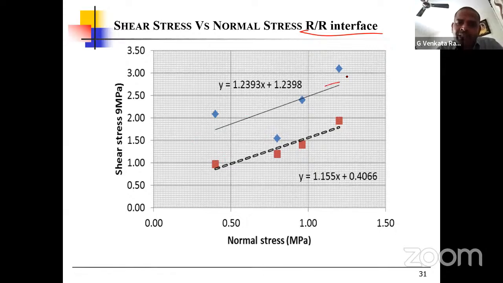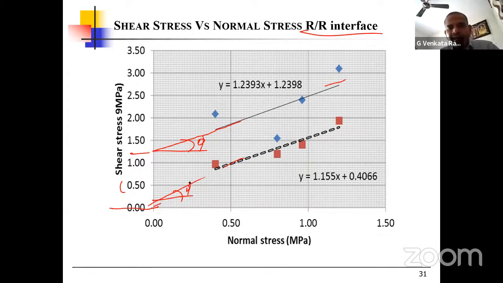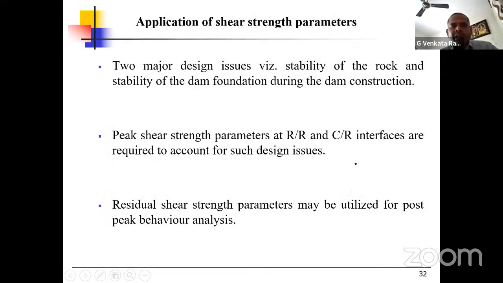I draw the best fit curve with respect to the normal stress and shear stresses. This line we can extend here like this. This y-intercept is equal to C. This angle is equal to phi. Similarly, this is equal to phi residual, and this is equal to small c residual. In the same fashion, I have calculated.